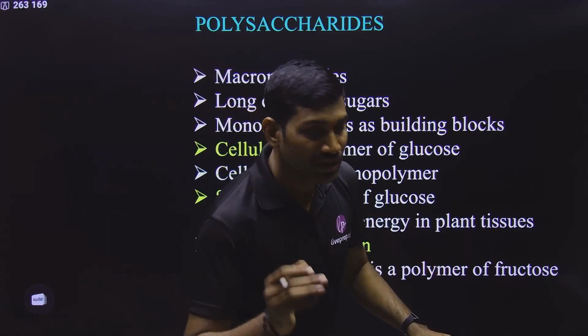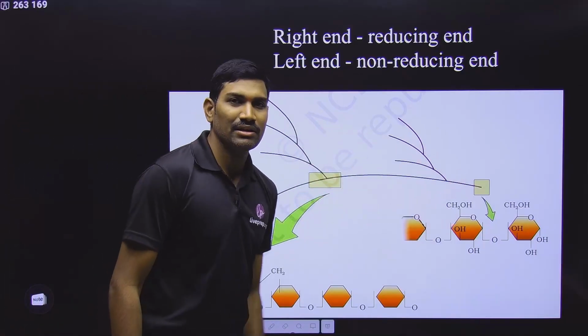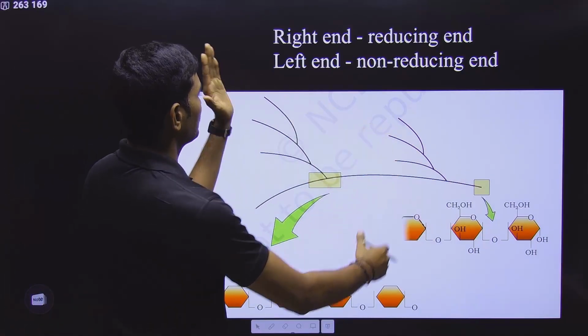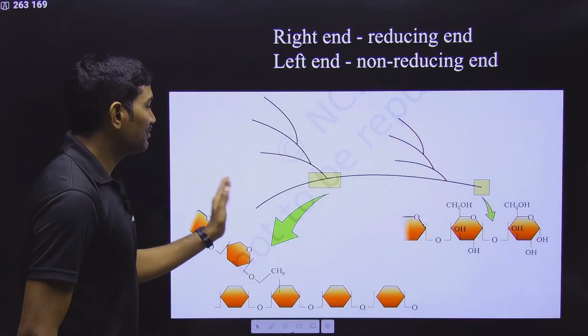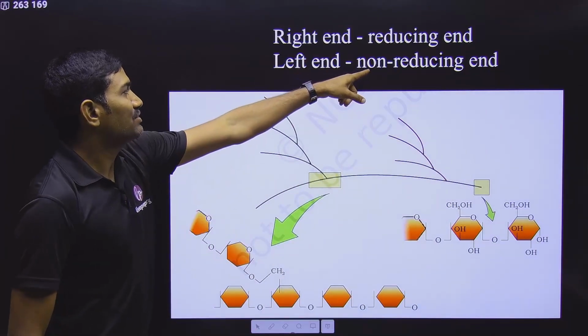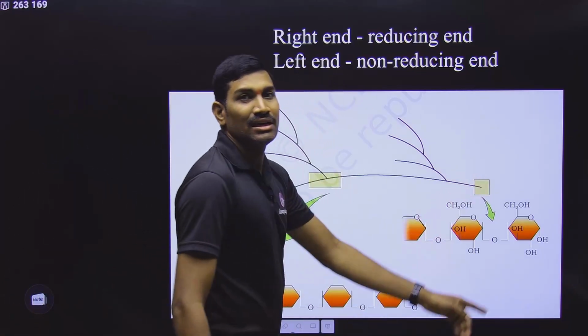That's why they are examples for homopolysaccharides. Next one, in the NCERT they have given this type of diagram, and please remember when you are facing this, this is the left side end, this is the right side end. This is the standard convention. Left side end is called as a non-reducing end, whereas the right side end is called as reducing end.